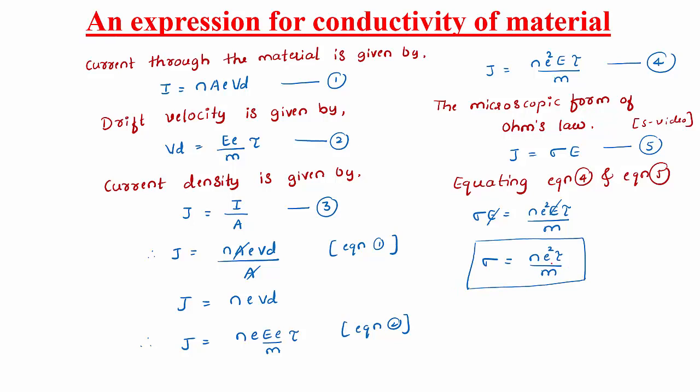This is an expression for the conductivity of the material. We know that conductivity is the reciprocal of resistivity, sigma equal to 1 by rho. Now we got an expression for sigma. If we take the reciprocal of this value, we will get the equation for resistivity. That means m divided by n e square tau. That gives the resistivity expression, and this is the expression for conductivity. What is the expression for conductivity of the material? Sigma equal to n e square tau divided by m.